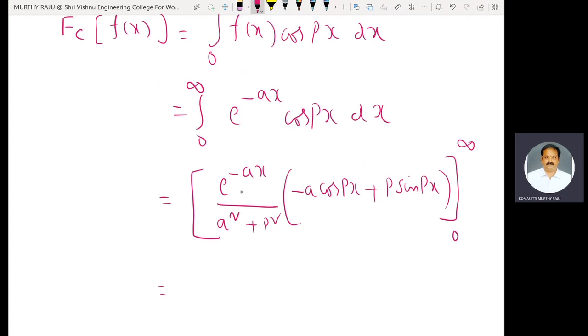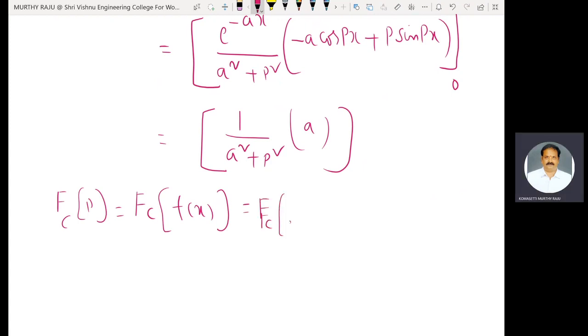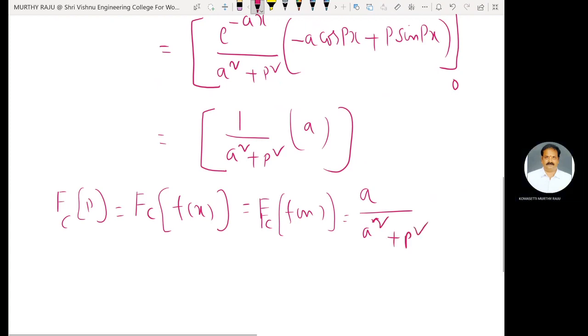Substitute the upper limit infinity in that expression, e power minus infinity is 0, 0 into something is 0. For the lower limit, e power 0 is 1, 1 by a square plus p square, and for the lower limit we use minus of minus. A cos 0 is a plus p sin 0 is 0, that means a. Finally, f c of p, the Fourier cosine transform of f of x, is equal to a by a square plus p square. Here f of x is e power minus ax.